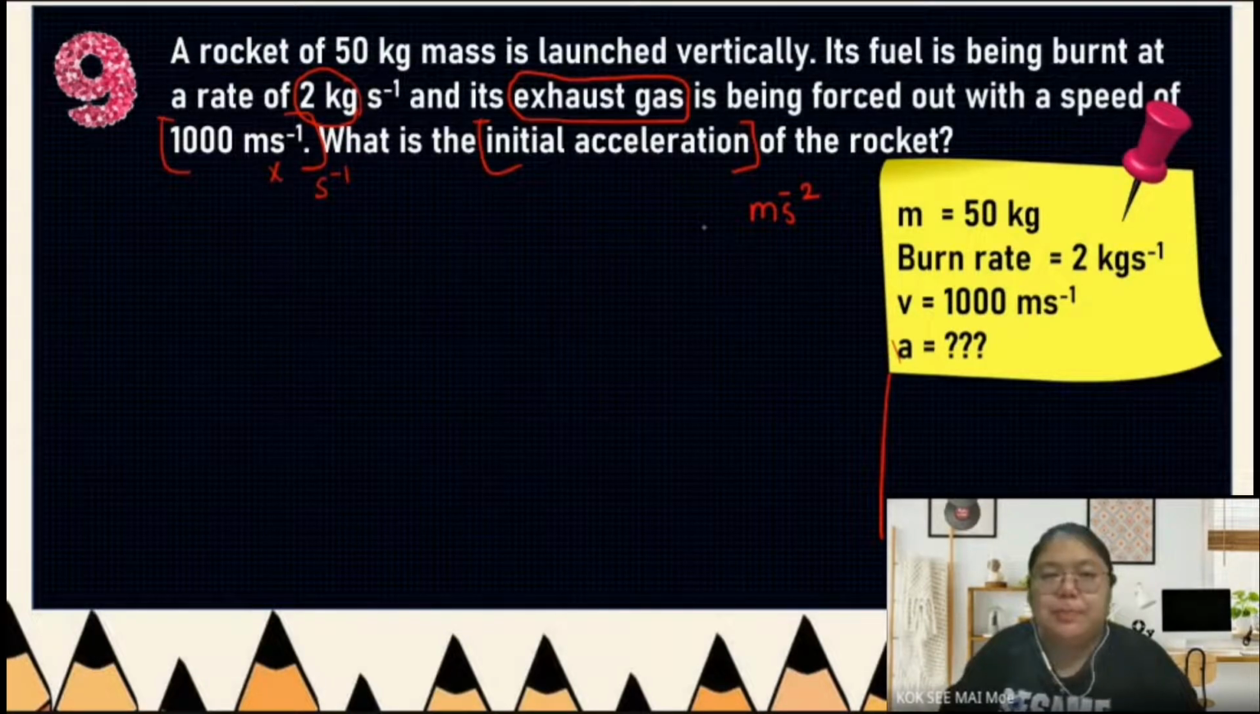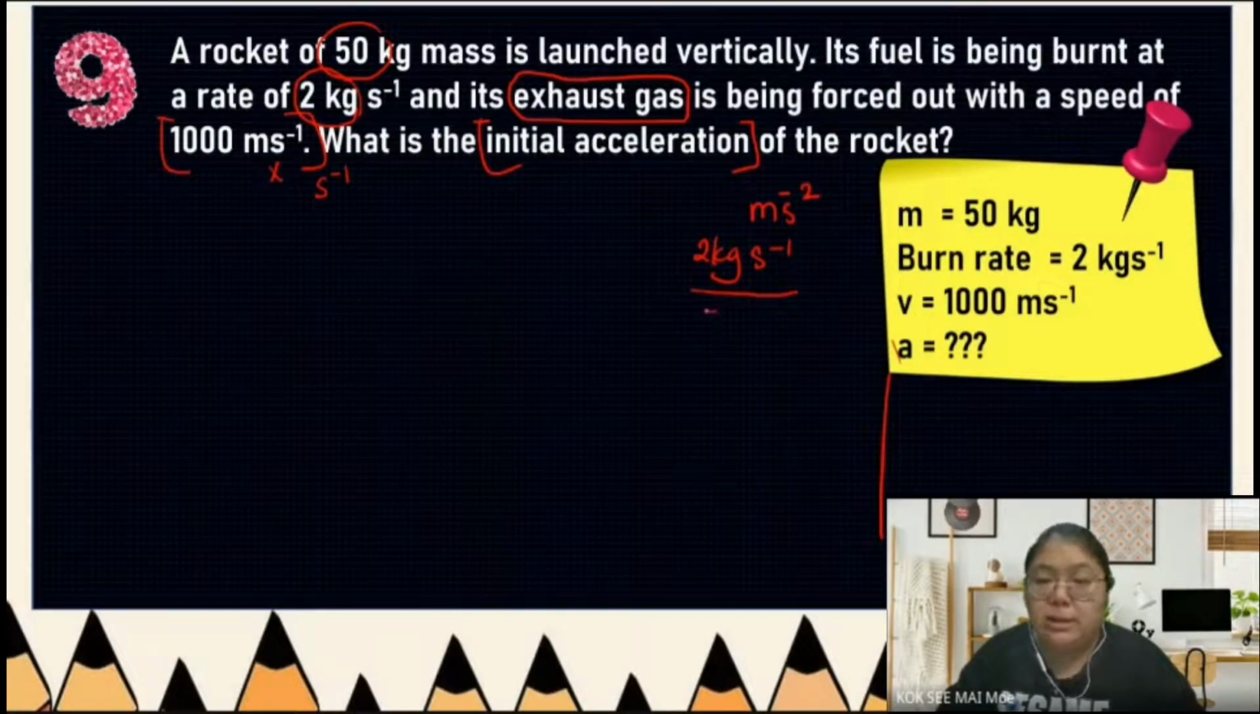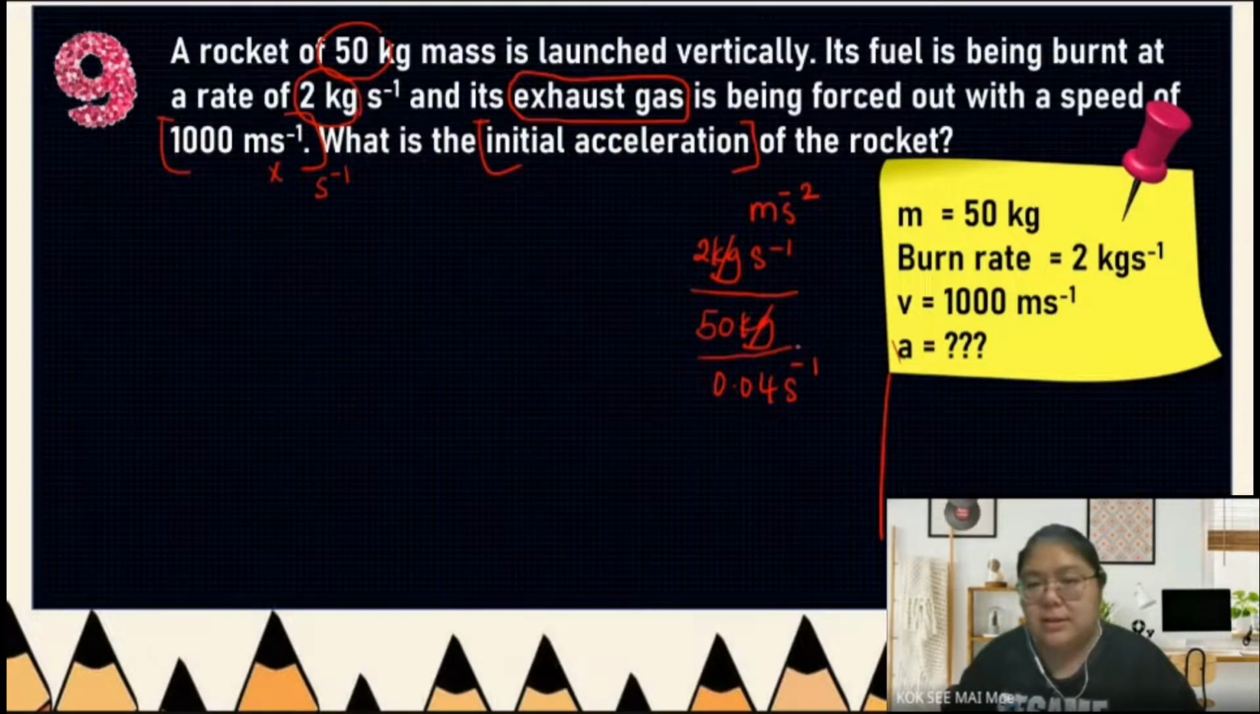So the simple way: because I have 50 kilograms, if I use the formula for the calculation, it should be 2 kg s^-1. I ignore the kg first. I divide by 50. Then after that, I no longer have kg. So what I am left with is 0.04 s^-1. This is still not the answer because we only have s^-1.